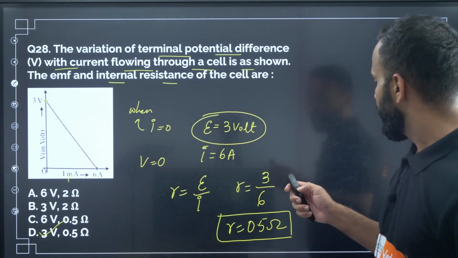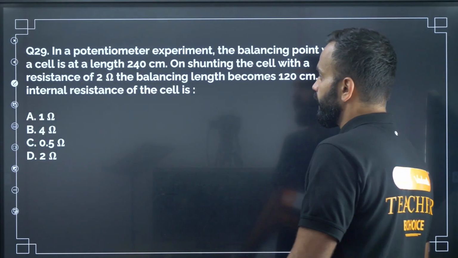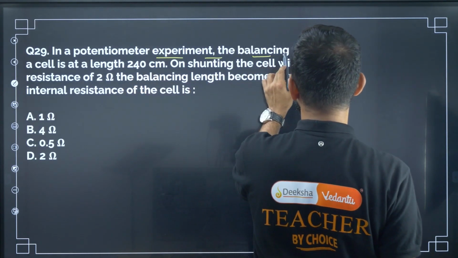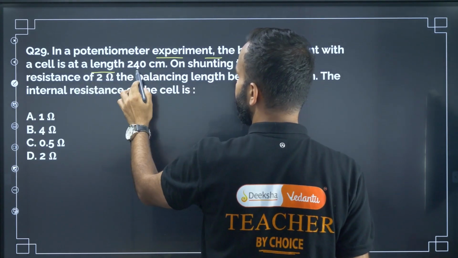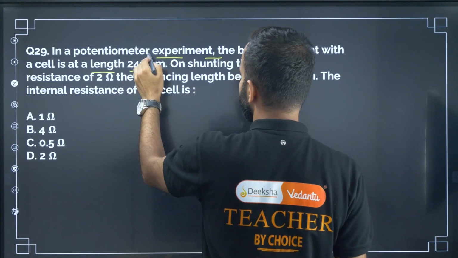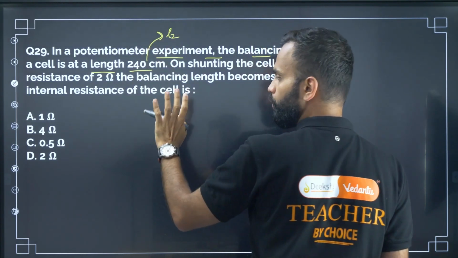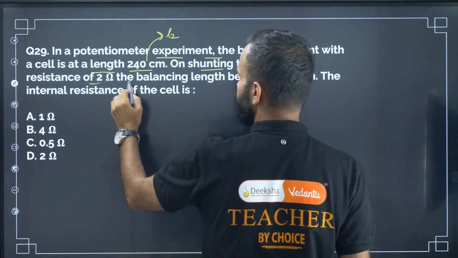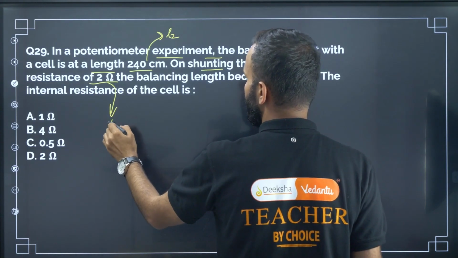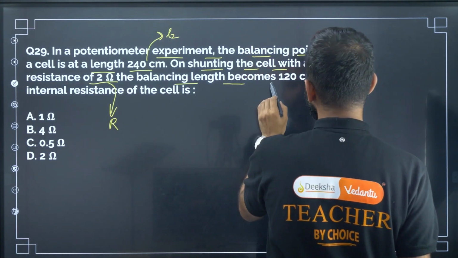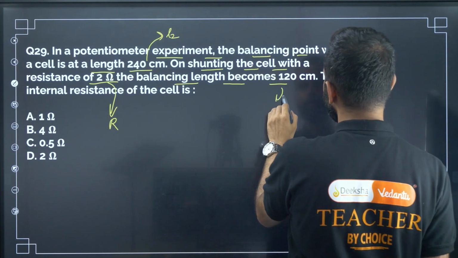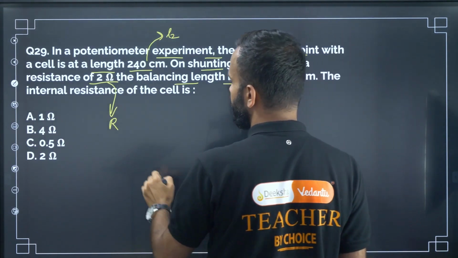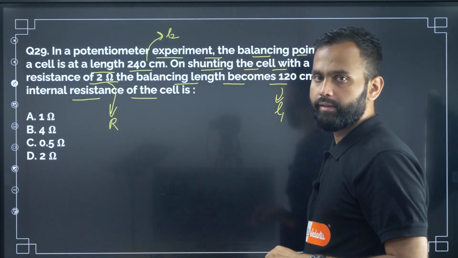Okay. Next question, question number 29. In a potentiometer experiment, the balancing point with a cell is at a length of 240 centimeter. Here L2 is 240 centimeter. On shunting the cell with a resistance of 2 ohm, R equal to 2 ohm, the balancing length becomes 120 centimeter, that is L1 equal to 120 centimeter. The internal resistance of the cell is, okay.